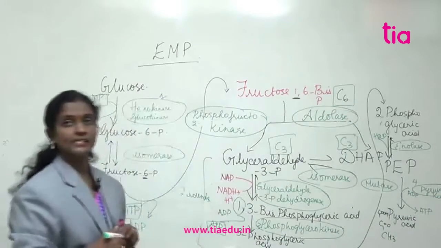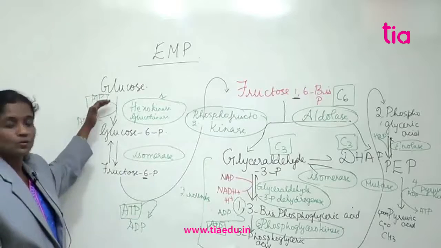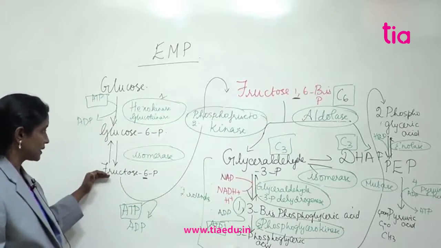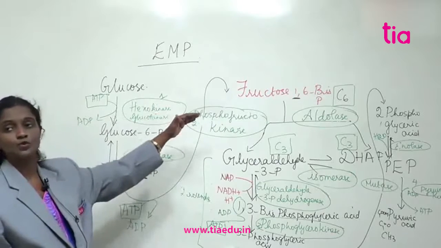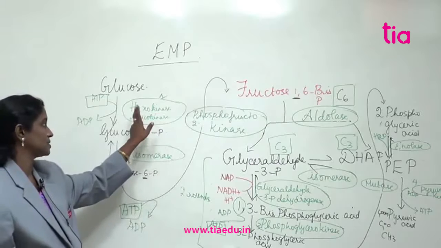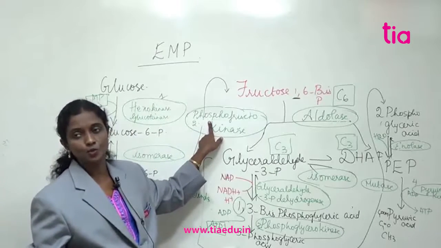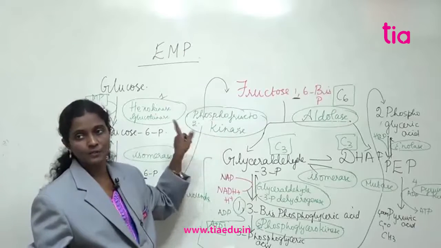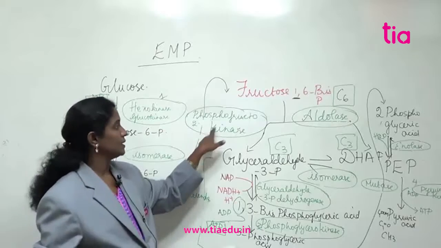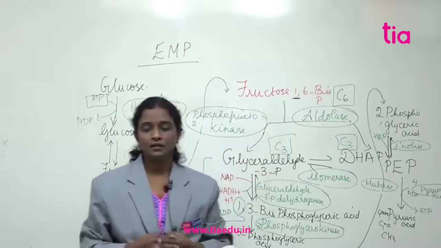Shall we see the net output? Let us see the net output. I repeat: glucose to glucose 6-phosphate, glucose 6-phosphate to fructose 6-phosphate, and fructose 6-phosphate will be converted to fructose 1,6-bisphosphate. These 2 enzymes are key enzymes. The first one is HK and you make the second one PFK, easy to remember. Phosphofructokinase, PFK.